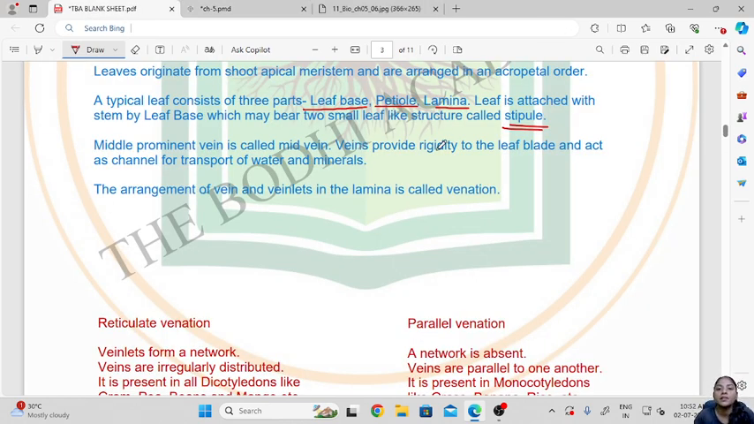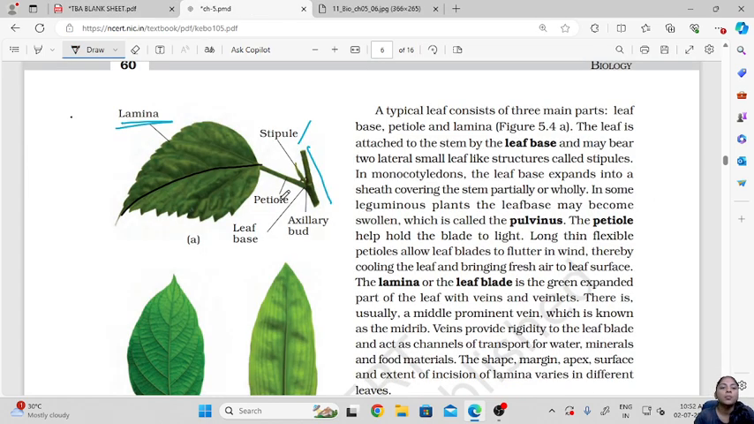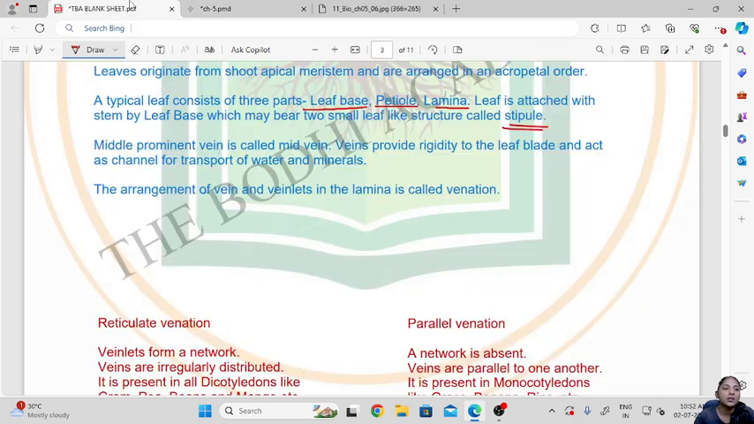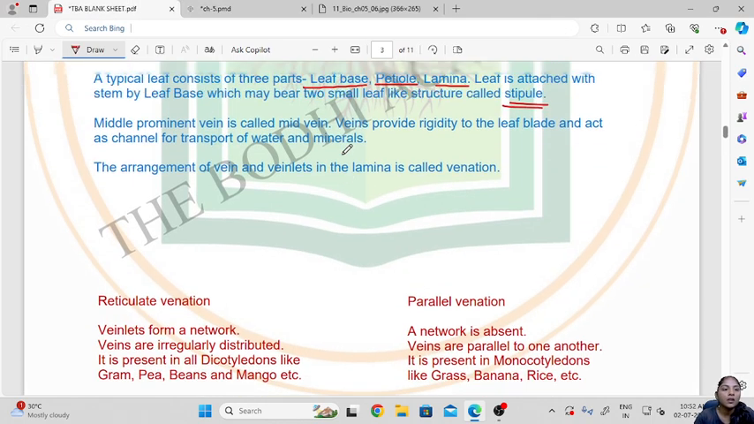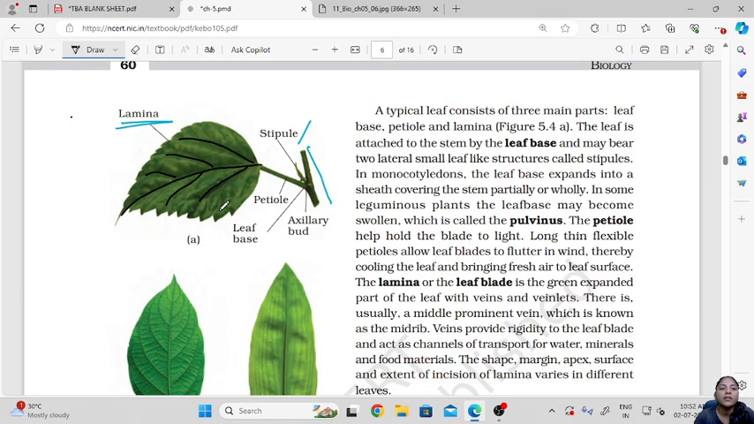Then veins provide rigidity to the leaf blade and act as channels to transport water and minerals. So what is the structure of these veins? These veins will provide the leaf with rigidity. Okay, it will provide support and it will also act as channels to transport water and nutrients. Then the arrangement of these veins and veinlets: this is the main vein, the midvein, and these are all the veinlets. So the arrangement of these veins is called venation.